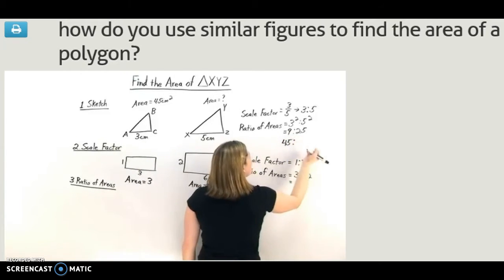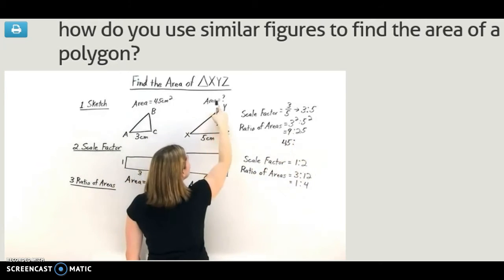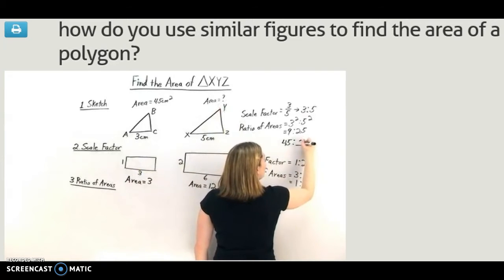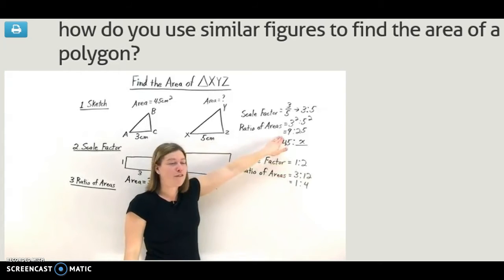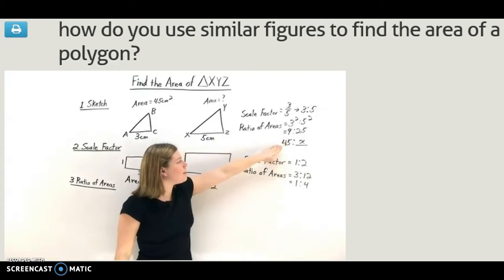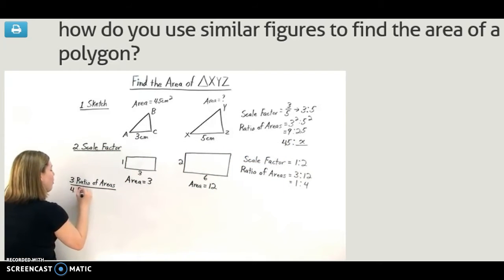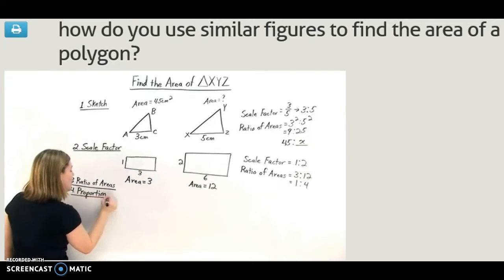So if we set up a ratio between the areas that we have, we would have 45 to what we're looking for, that missing value. Well, we can call that x. Well, we already have the ratio of the areas, 9 to 25. This ratio is equal to this other ratio. And if two ratios are equal, we can use them to set up a proportion. So let's go ahead and set up a proportion and see what we get.